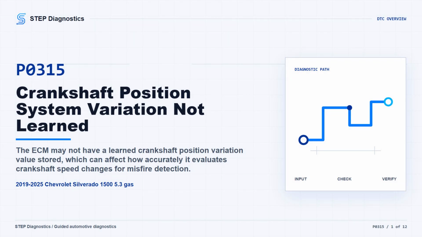On this Silverado, P0315 means the crankshaft position variation has not been learned. That learned variation lets the ECM compensate for small crankshaft and crank sensor differences, so it can judge misfire events more accurately. The truck may run normally, or it may show misfire-related behavior or a check engine light.